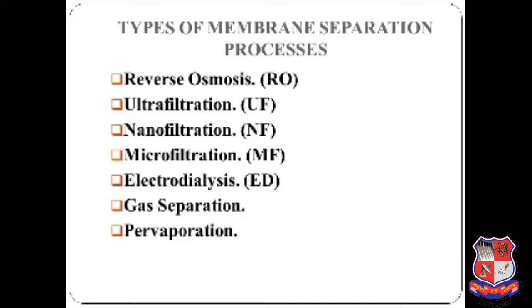One operation is pressure driven operation, then concentration driven operation, then operation in electric potential gradient, then operation in temperature gradients. Examples of pressure driven operation are microfiltration, ultrafiltration, nanofiltration, reverse osmosis, gas separation, and pervaporation. In concentration driven operation, the examples are dialysis, osmosis, and forward osmosis. Next, operation in electric potential gradient: examples are electrodialysis, membrane electrodialysis, and electrophoresis. And operation in temperature gradient is membrane distillation.